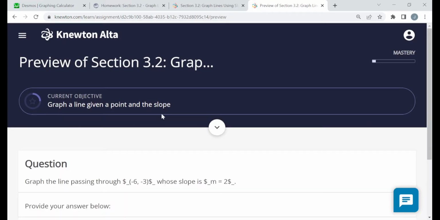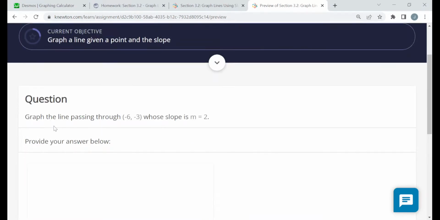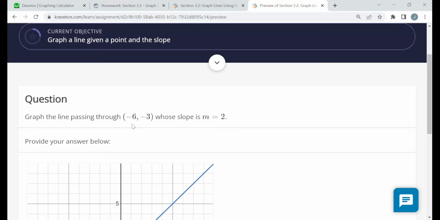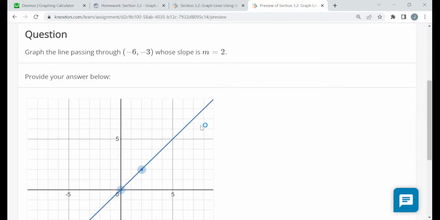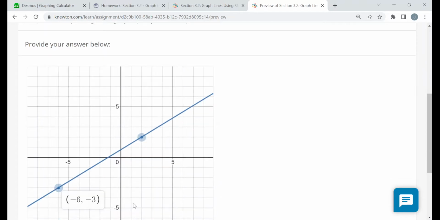Still the same objective, graph a line given a point and the slope. So this is graph the line passing through the point negative 6, negative 3, whose slope is positive 2. I'll just do this one here on the screen. So negative 6, negative 3. I move one of these points to negative 6, negative 3, and see, there's that point there.